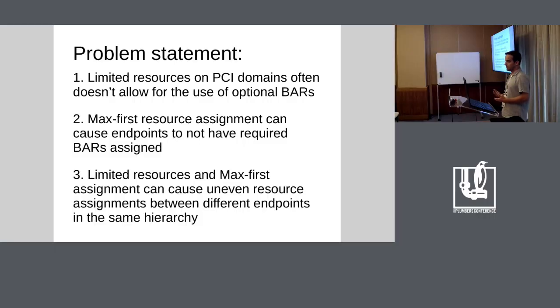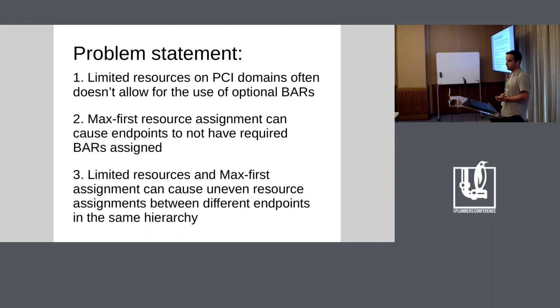So the problem statement that I want to talk about is the limited resources on these PCI domains. Often they don't allow for the use of these optional BARs. So the CMB, we don't get to use it. The PMR, we don't get to use it. All we have is the mandatory NVMe BAR, for example. The second issue is that the max-first resource assignment in the resource assignment code typically will assign the largest sizes first. So you could end up with an optional BAR of, say, several megabytes being assigned before the required BAR, for example, 16 kilobytes.